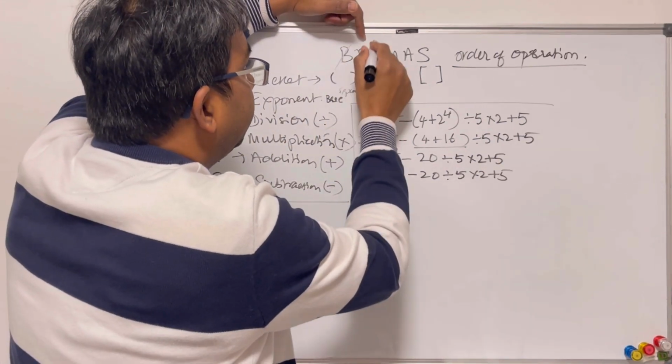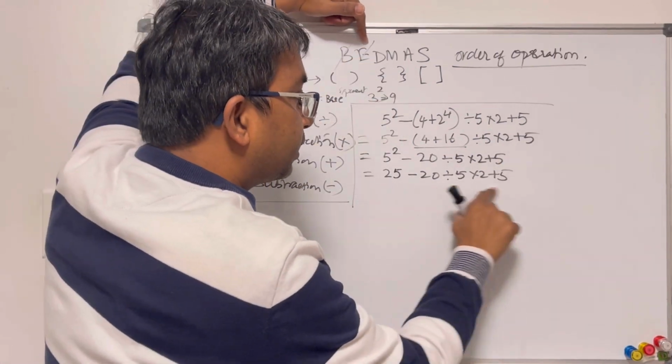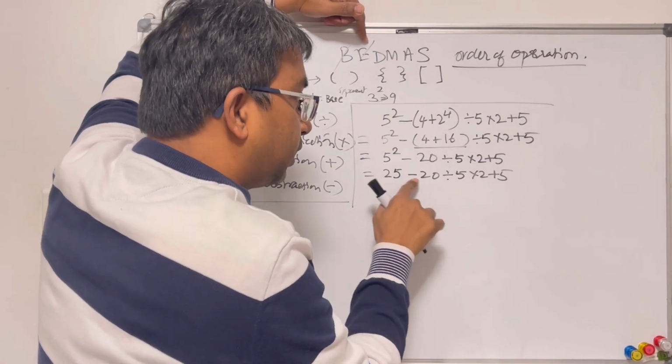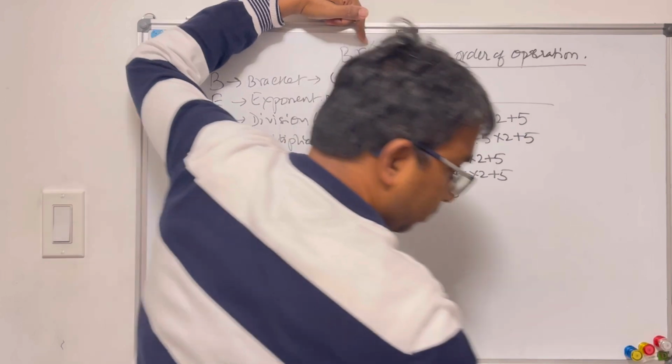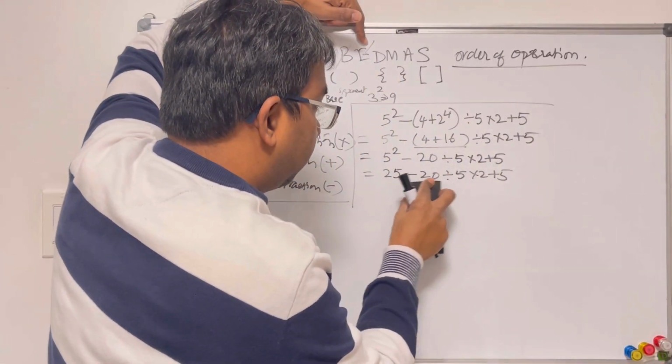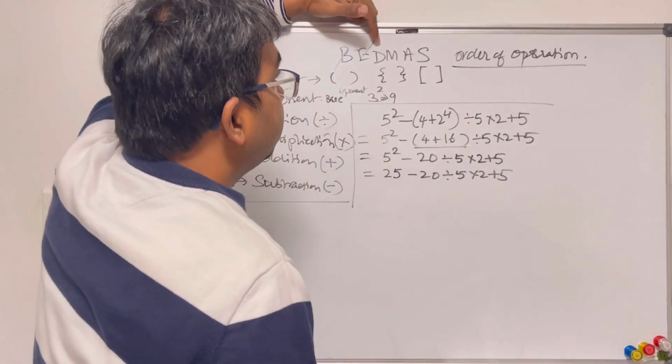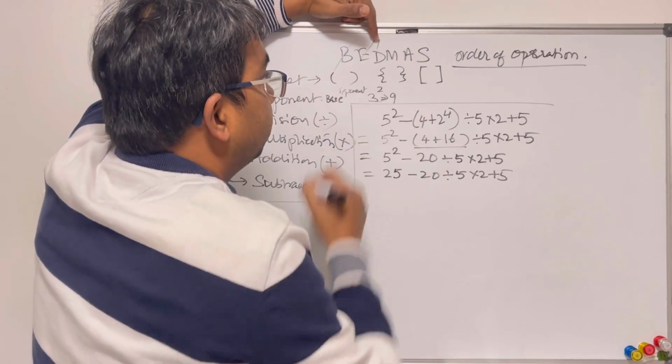So your B is done, E is done. Now what comes next? Divide. If you do 25 minus 20 as 5 and then divide by 5 is 1, wrong. You will not get to the correct answer. So next step is divide. So you have to do the divide operation first.